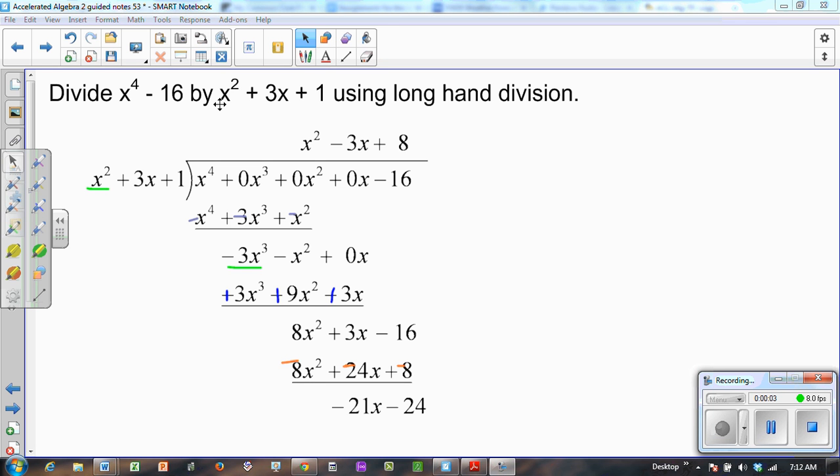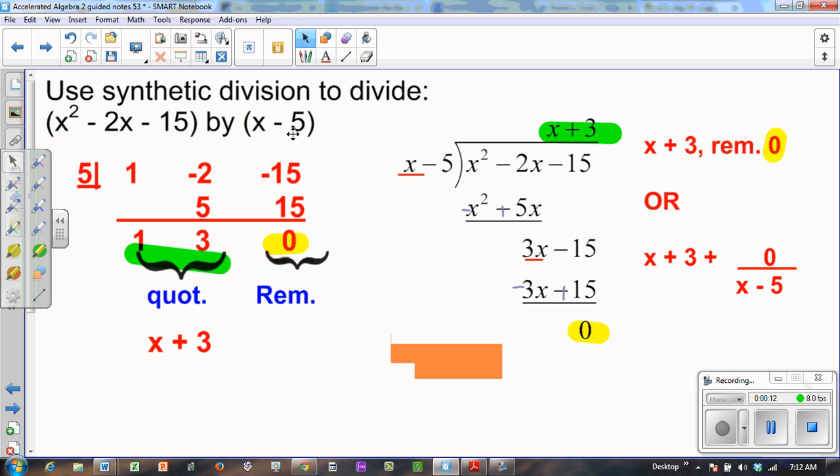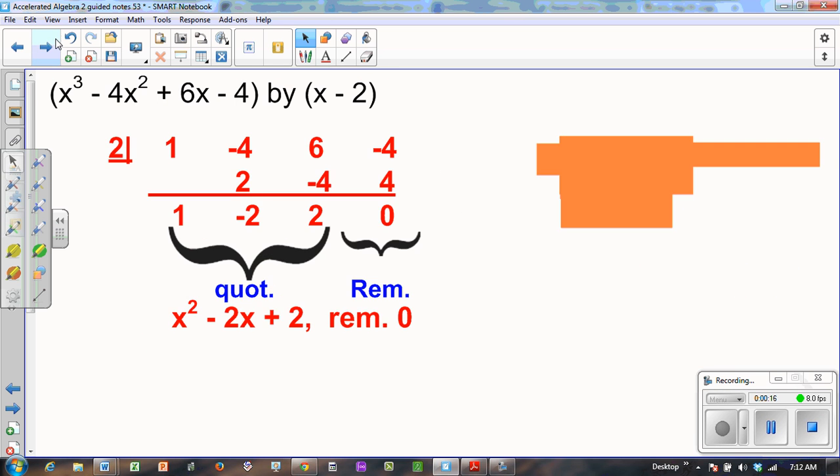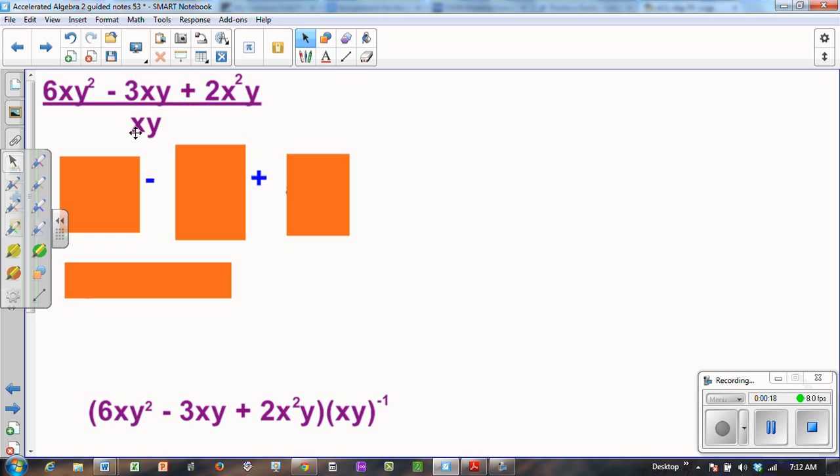If you're dividing by 3 or more terms, you have to use longhand division. If you're dividing by just x plus a number or x minus a number, you can use synthetic division. But here we're only dividing by one term. We only have one thing on the bottom. Well, if you're dividing by only one thing, that's not too bad.